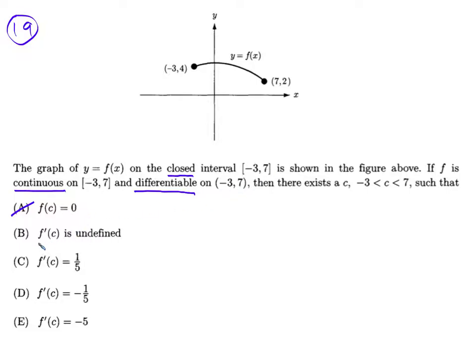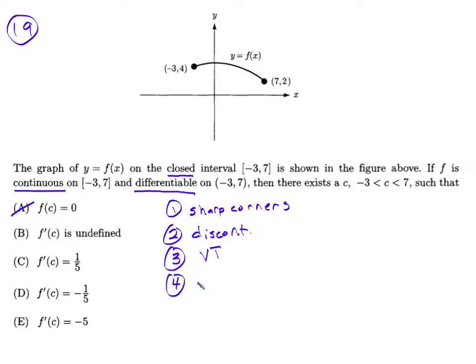All right. Let's look at choice letter B. f prime of c is undefined. All right. So where is a derivative undefined? Where is it not okay to have a derivative? There are 4 places, and you need to memorize these. So I'm going to go ahead and list them here. First place is sharp corners. Place number 2, discontinuities. Place number 3, we have a vertical tangent. I'm doing this out of order, I'm sure. And number 4 is endpoints.